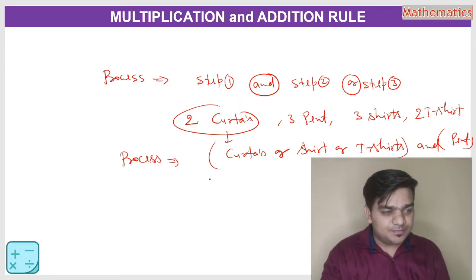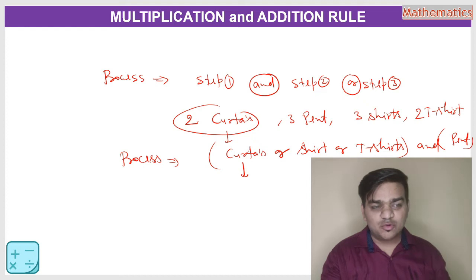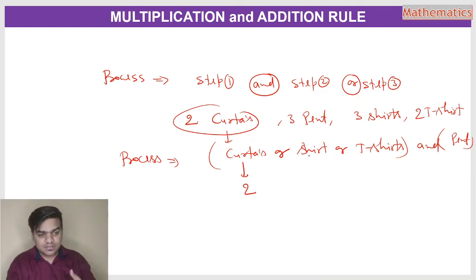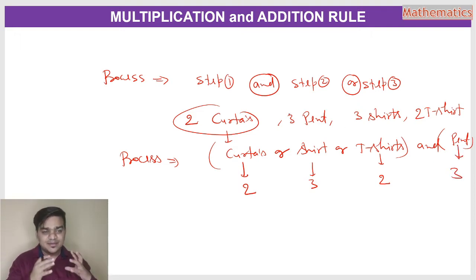Fine. Now, how many kurtas are there? 2. So 2 options for this step. How many shirts are there? 3 shirts. It means we have 3 options for the shirt. For t-shirt we have 2 options, right? And for pant we have 3 options, like we have 3 pants. It means we know each step separately. We have the number of ways for each small step directly.